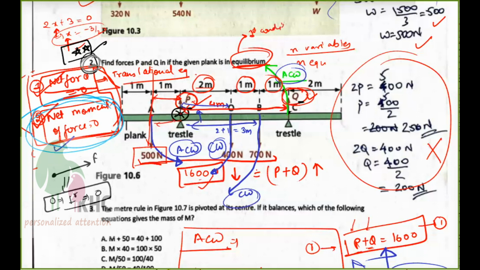And then what about the second? The net moment of force is equal to zero. Net moment of force is equal to zero. And how did I choose about which? Because while writing moment of force, I need some axis about which I need to write the moment of force.